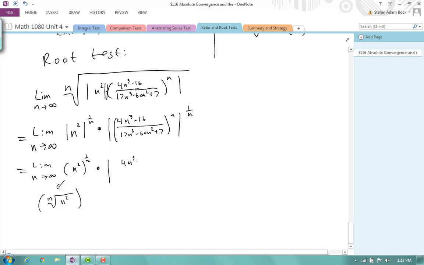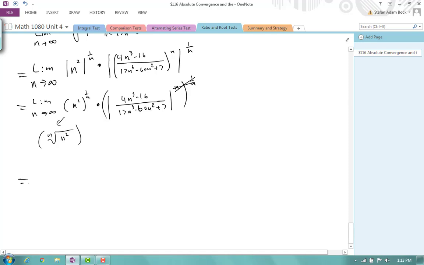So this is 4n cubed minus 16 divided by 17n cubed minus 60n squared plus 7. But that's raised to the n, and that's raised to the 1 over n. But when I have exponents upon exponents, I multiply the exponents together. So I have n times 1 over n as the exponent here, so those cancel. So I have a product of two limits as a result.